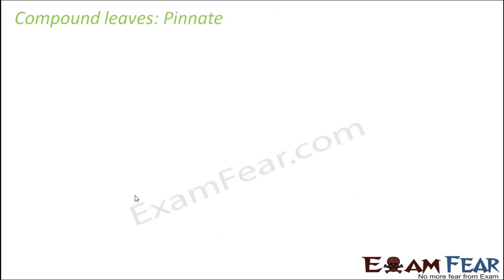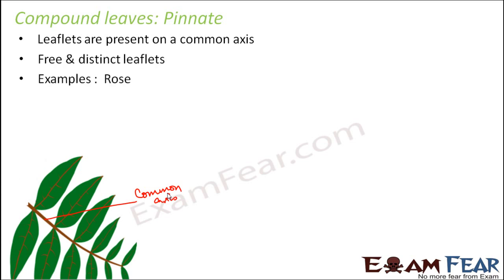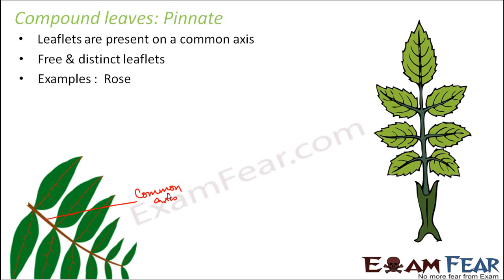So let us discuss pinnate compound leaf in detail. Here leaflets are present on a common axis. So again you have one single strong midrib. This is how it is. So this is the common axis or the strong midrib, whatever you call it. So there are free and distinct leaflets. So the leaflets are definitely distinct. Example would be rose. So if you look at the leaves of a rose, this is how they are arranged, right? This is how the leaflets are arranged.